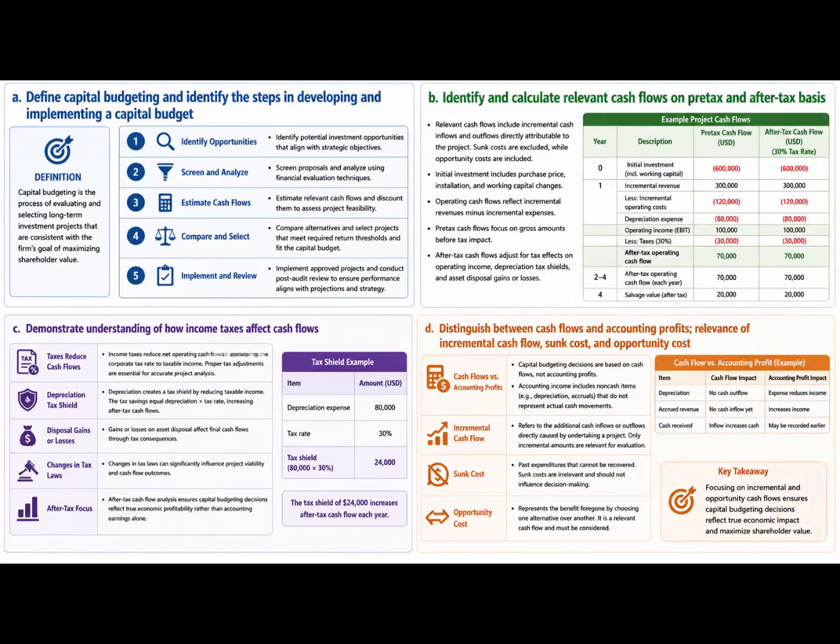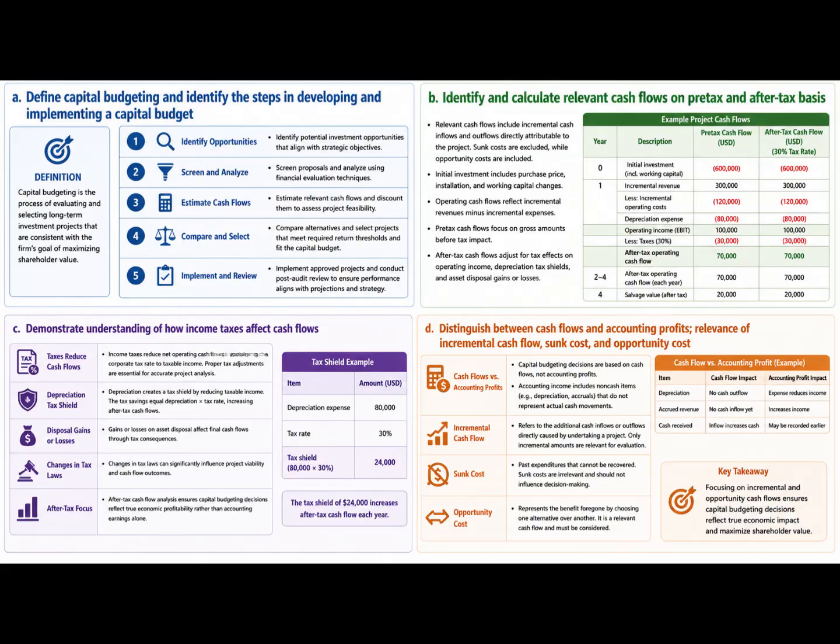A. Define capital budgeting and identify the steps in developing and implementing a capital budget. Capital budgeting is the process of evaluating and selecting long-term investment projects that are consistent with the firm's goal of maximizing shareholder value. These projects typically involve significant initial expenditures and long-term cash flow consequences.